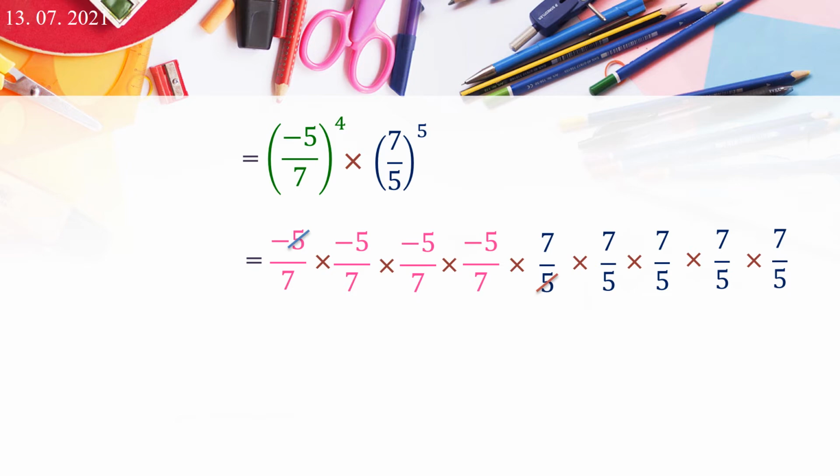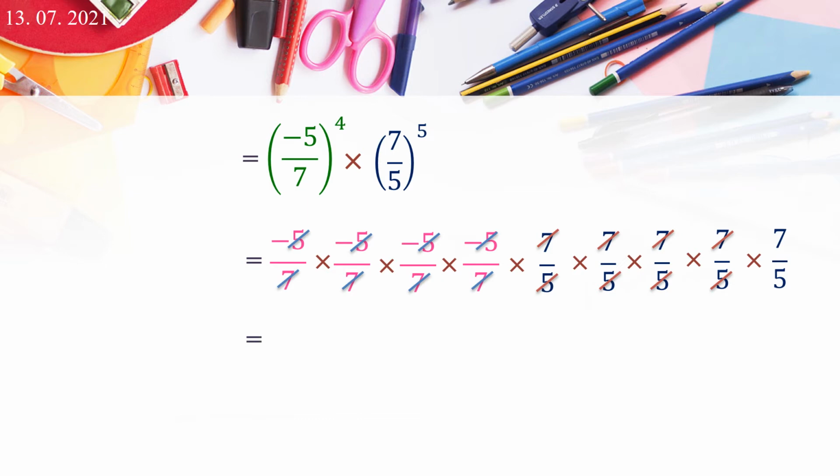We have 4 5s. 4 5s are cancelled. Okay. Next we have 4 7s in the numerator as well as in the denominator. On cancelling them using the common factor 7, we can cancel 4 7s in the denominator as well as in the numerator. Now what is the remaining?